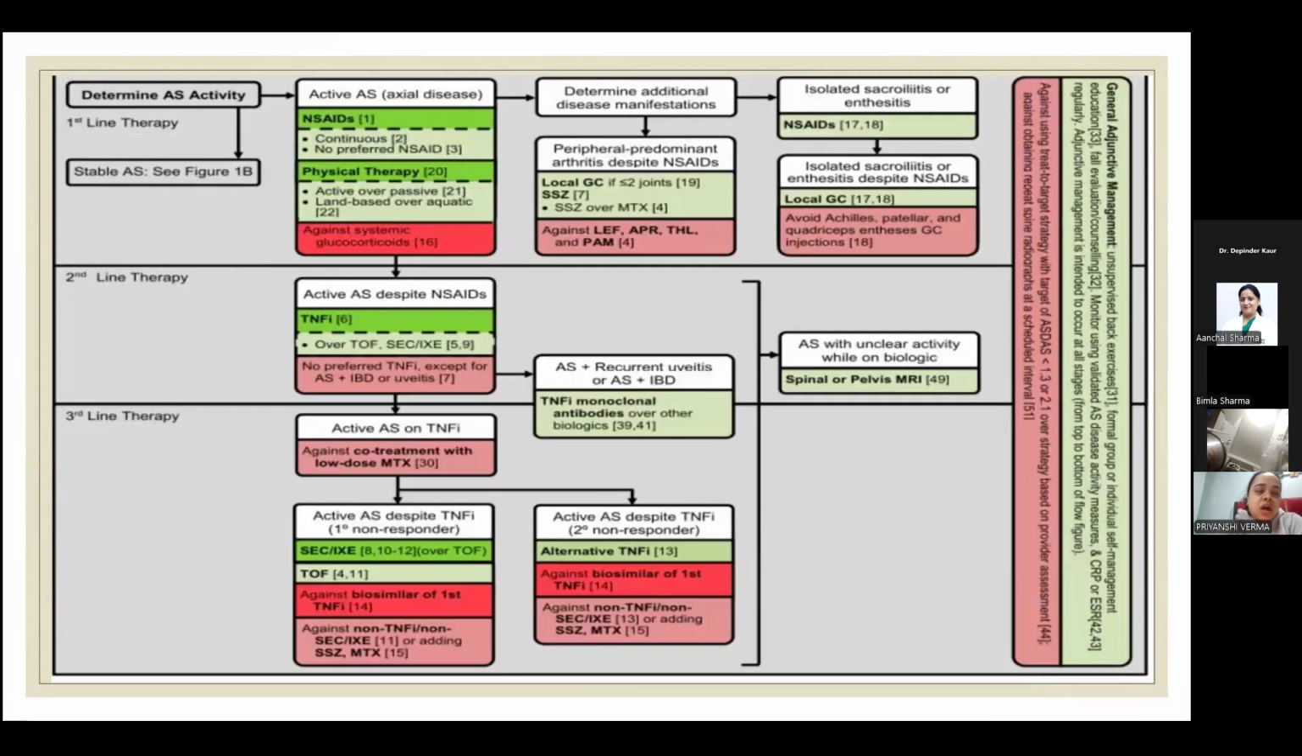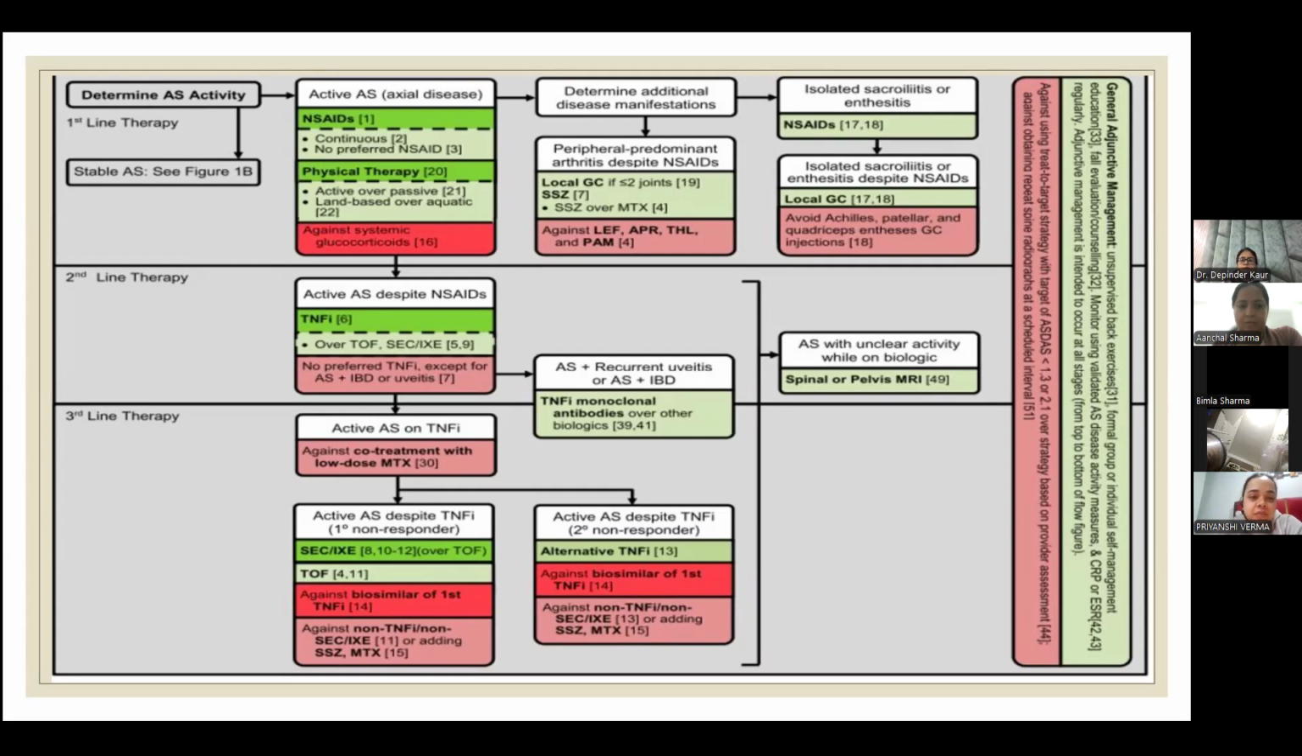This is a short chart for treatment of active AS. This basically highlights all the points that I just said. In this, it's also written that continuous NSAIDs are advised, no preferred NSAID, physical therapy is advised. Systemic glucocorticoids should not be given. On the side you can see general adjunctive management is also given: unsupervised back exercises or formal group or individual self-management education should be given.